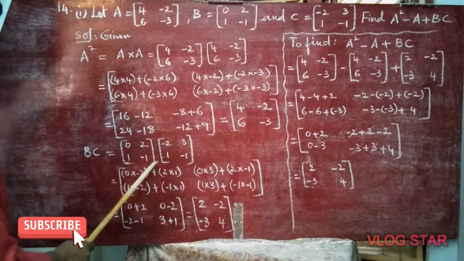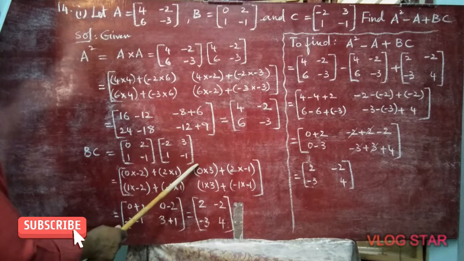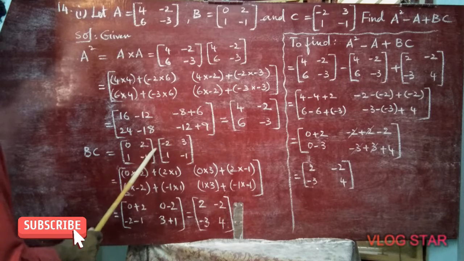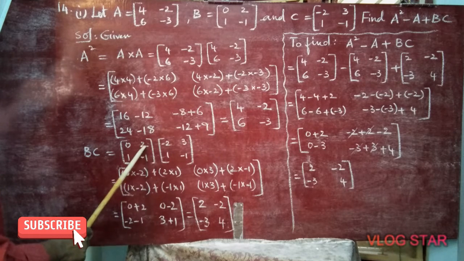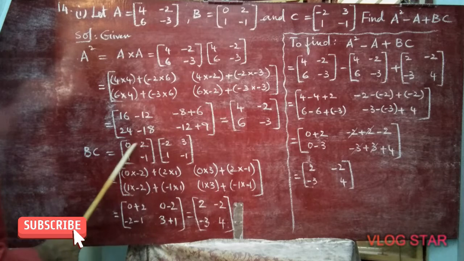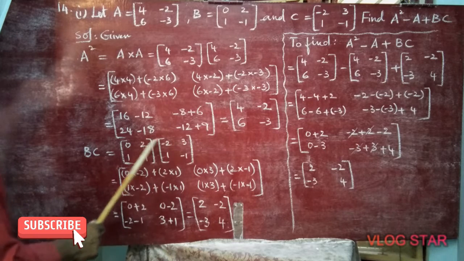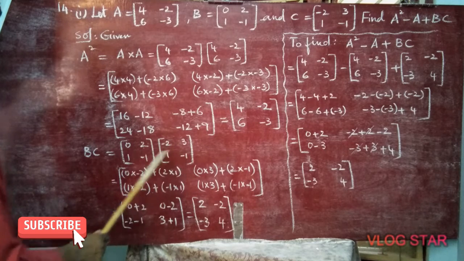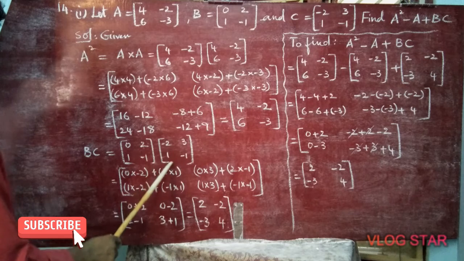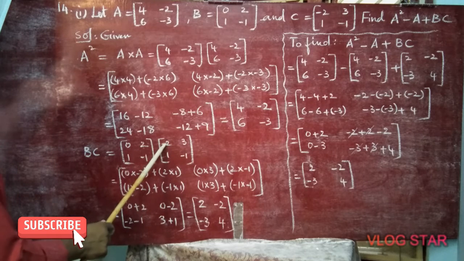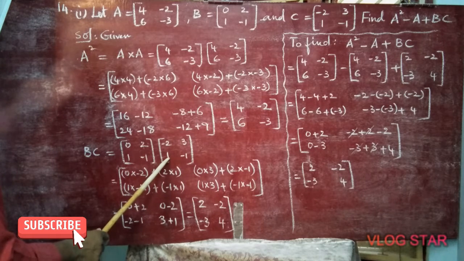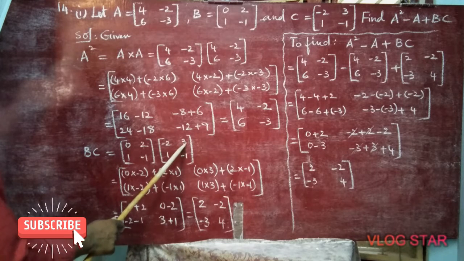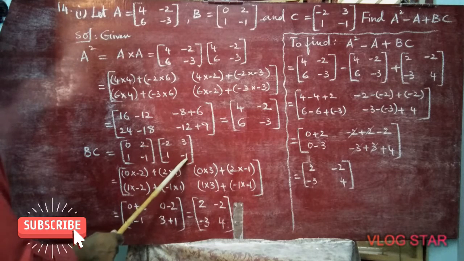Now, columns are equal to rows. First point. Next, second point is row with column. 0 into minus 2 plus 2 into 1. Second one. 0 into 3 plus 2 into minus 1. Next, third one. Second row with first column. 1 into minus 2 plus minus 1 into 1. The last element. 1 into 3 plus minus 1 into minus 1.